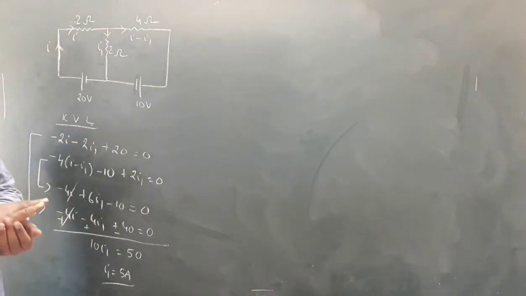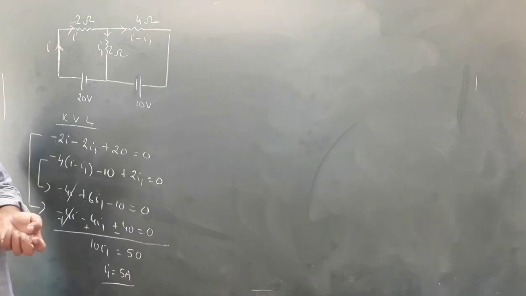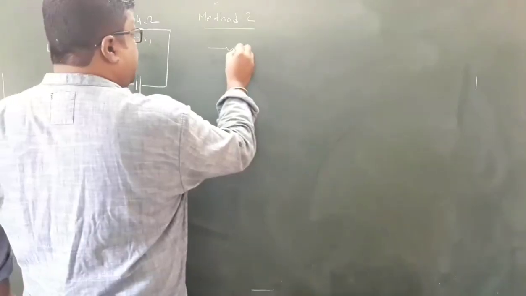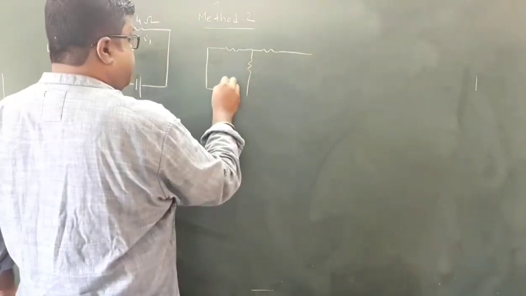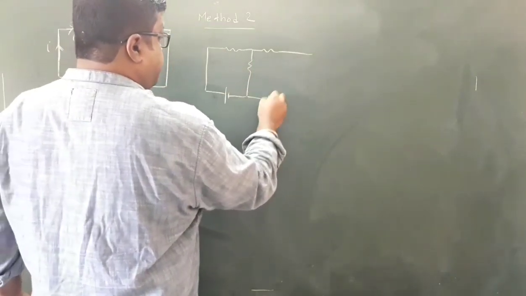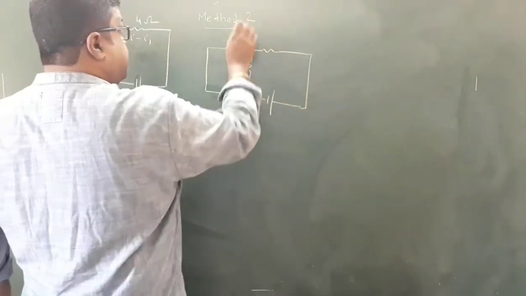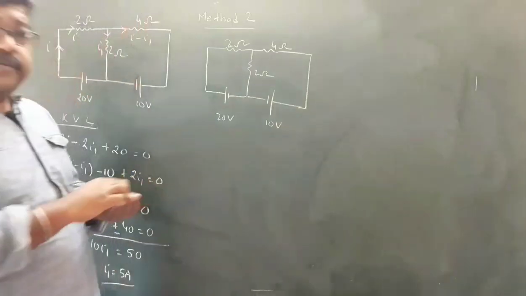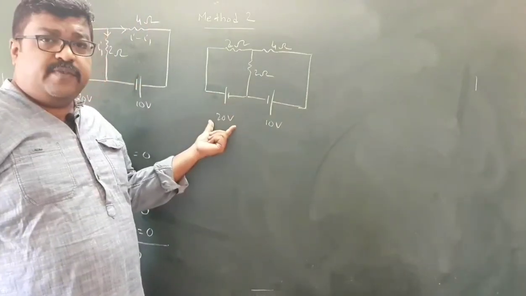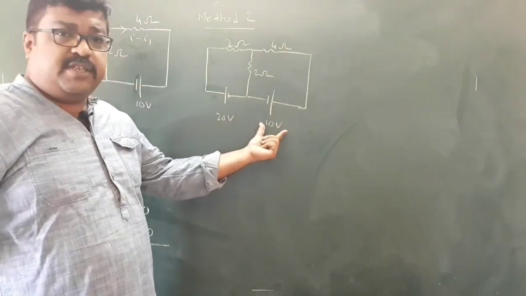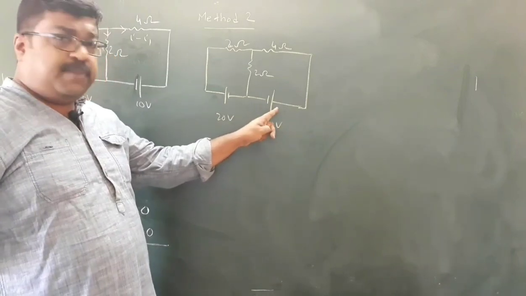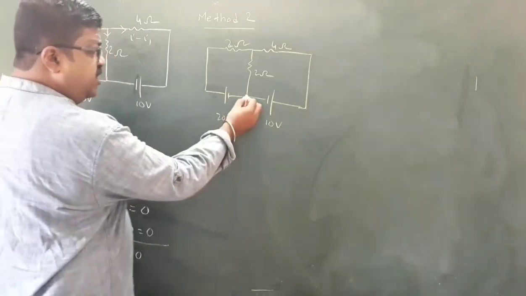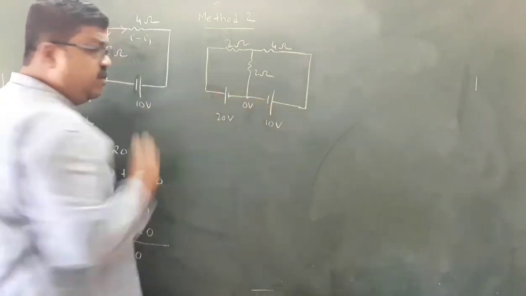Now let us solve this using two shortcut techniques. You can call it shortcut techniques or normal techniques. Across this the potential difference is 20 volt, across this the potential difference is 10 volt. So if this is 0, this is plus 10, and if this is 0, this is plus 20. So I can take this point to be at 0 volt.